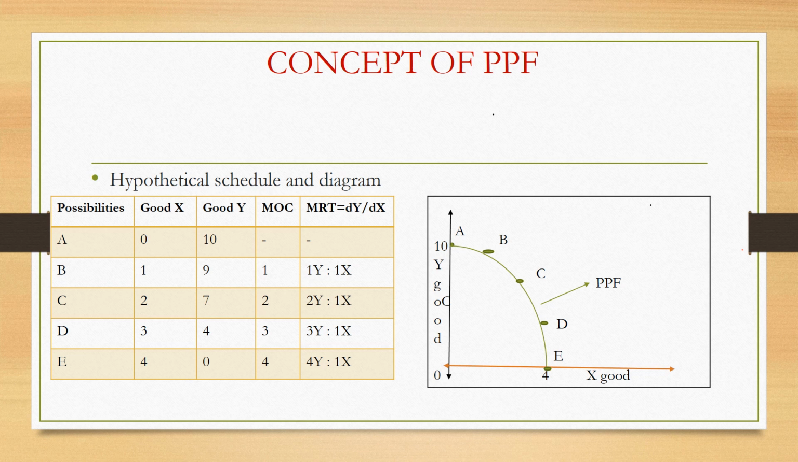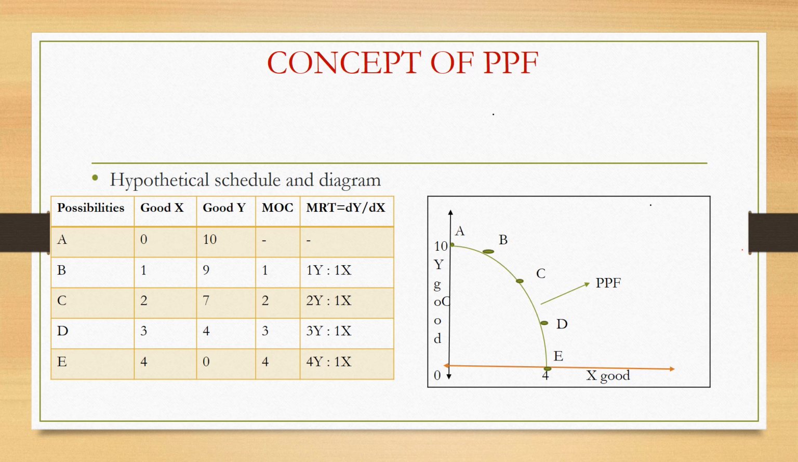Third, when again we increase 1 unit of good X from 1 to 2, good Y becomes 9 to 7 units. Then 2 to 3 good X, good Y becomes 7 to 4. And finally, when we produce 4 units of good X with the given amount of resources, we cannot produce anything of good Y. So good Y becomes 0. So these are the combinations: 0 comma 10, 1 comma 9, 2 comma 7, 3 comma 4, and 4 comma 0.